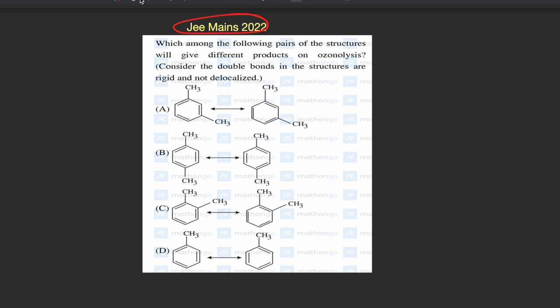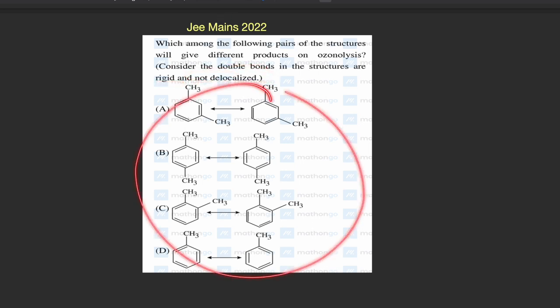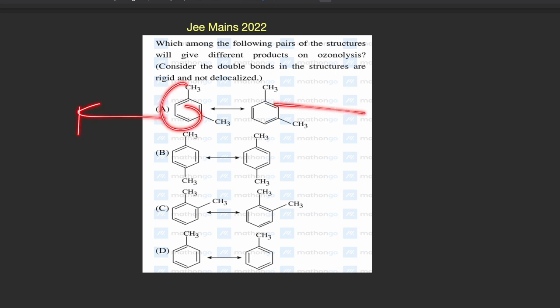So this is the question asked in the previous year, JEE Mains 2022 में पूछा गया क्वेश्चन है. The question is, which among the following pairs of structures will give different products on ozonolysis? Consider the double bond in the reaction structures are rigid and non-delocalized. So we have given 4 options, we have to select which one is different one. So it means the first one gives one kind of product, second one gives different types of products. That's what we have to find out. So let's do the calculation here.